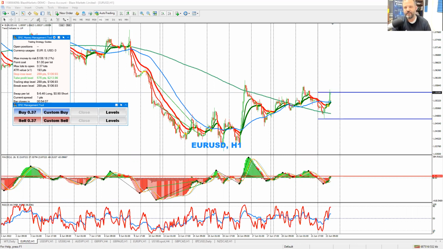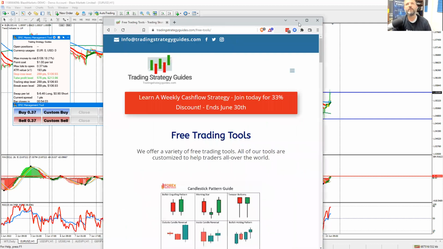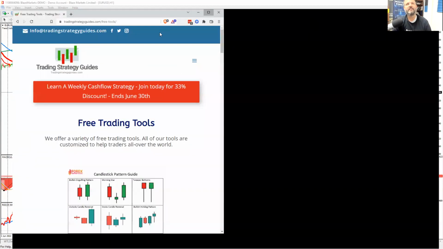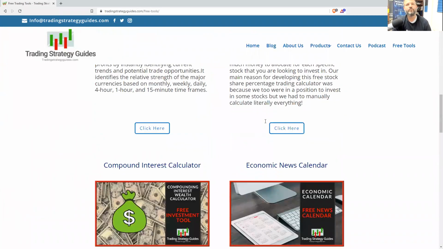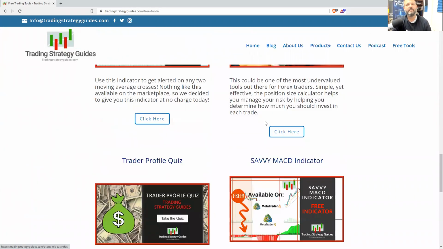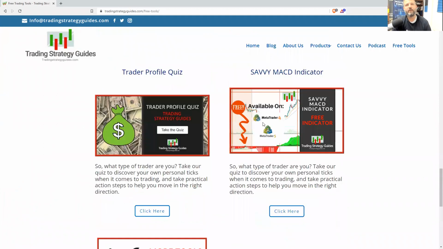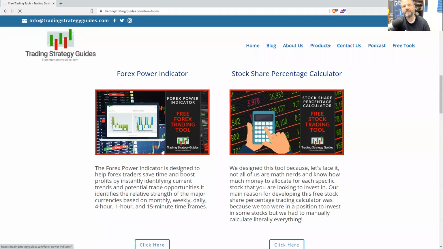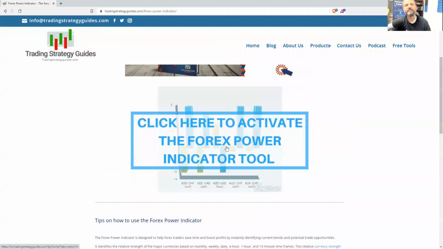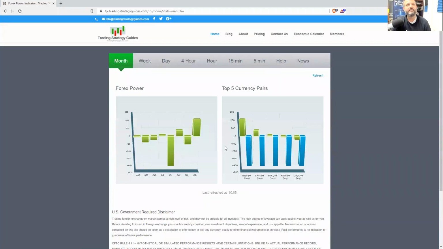access real quick. I use this all the time, and it's just on my website here, Trading Strategy Guides, and it's free tools. If you go down here, I have a free tool called the Forex Power Indicator. I think I went past it right here. So it's the Forex Power Indicator, and I use this on a regular basis. What this does is help me identify the strongest currencies against the weakest.